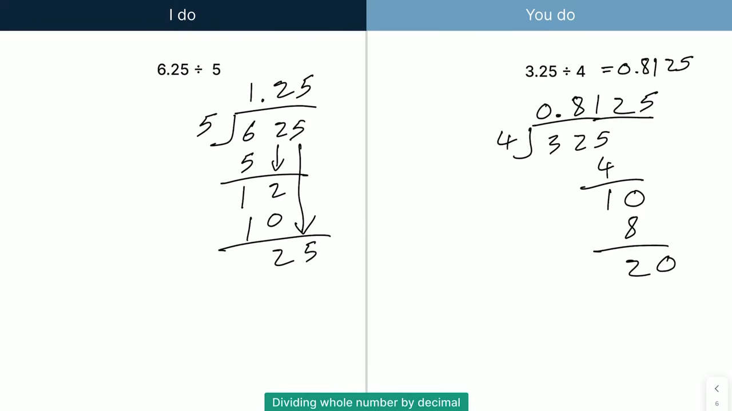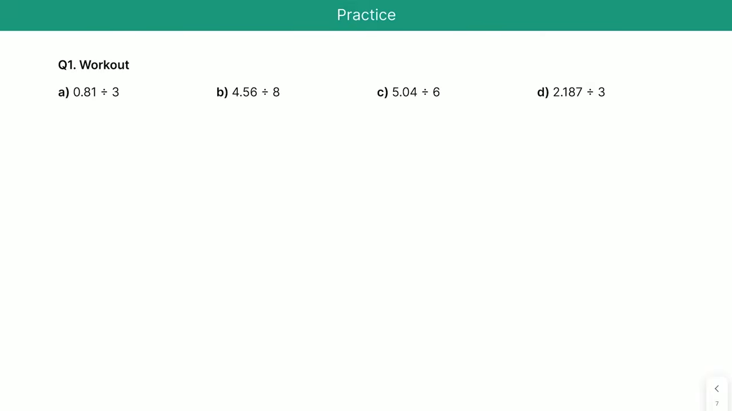So a little bit more involved in this one. But again, the exact same steps. So here's some practice questions for you to go at, press pause and have a go. Here are the answers, mark your work.